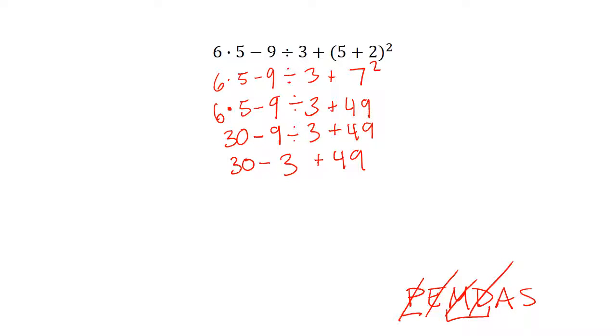We're done with those. And then adding and subtracting is all we have left. And again, we can just go left to right. So we go 30 minus 3 is 27 plus 49. And then 27 plus 49, we'll do that off on the side here. 9 plus 7 is 16. And then 1 plus 2 is 3, plus 4 is 7. So we end up with 76.